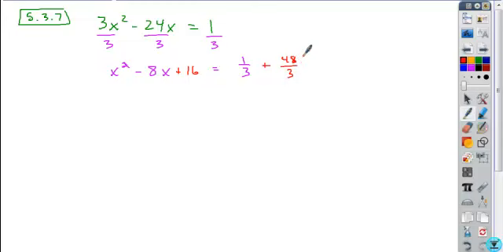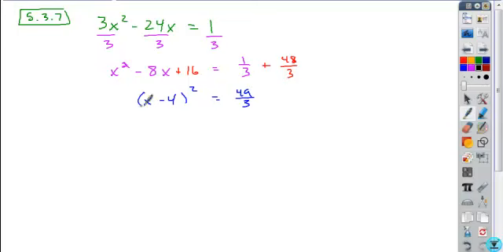And does it make sense that 48 thirds is the same thing as what's written in red here, 16? I simply put it in the same denominator here. And what that allows me to do is I write my left side as the binomial square, which is part of our pattern. And on the right side, when I combine these, I get 49 thirds.